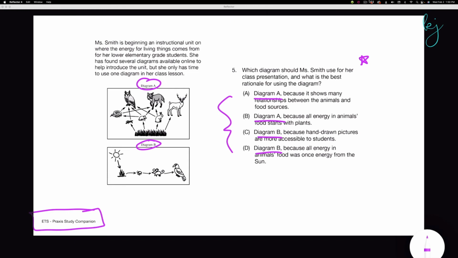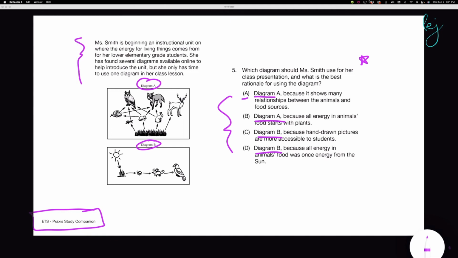Well, right away, when I looked at this, I went straight to diagram A because it was more sophisticated than diagram B. I chose this because it shows many relationships between the animals and food sources. So I went ahead and grabbed A there. And then I was like, well, let me go ahead and check the question because I like the word relationships in science. It's like a good word. And diagram A is much more sophisticated than diagram B, which is just a pencil drawing. So I fell into a trap. Let me show you why this could have gotten me if I were taking the test.